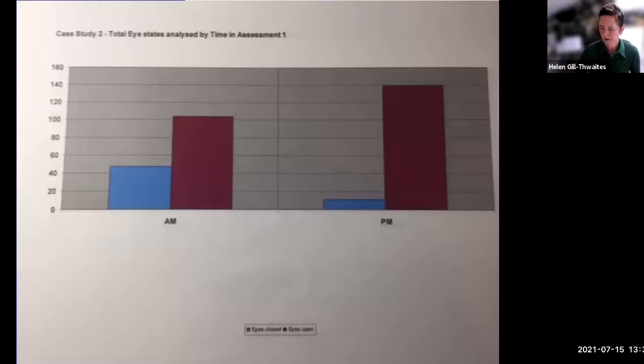Thanks, Karen. So here you can see in this slide that the eyes were closed more in the morning than the afternoon. So in your intervention plan, you might think, well, if I'm going to do something that needs to engage the patient, I might look to doing that more in the afternoon so we can get a little bit more interaction. Okay, thanks, Karen.